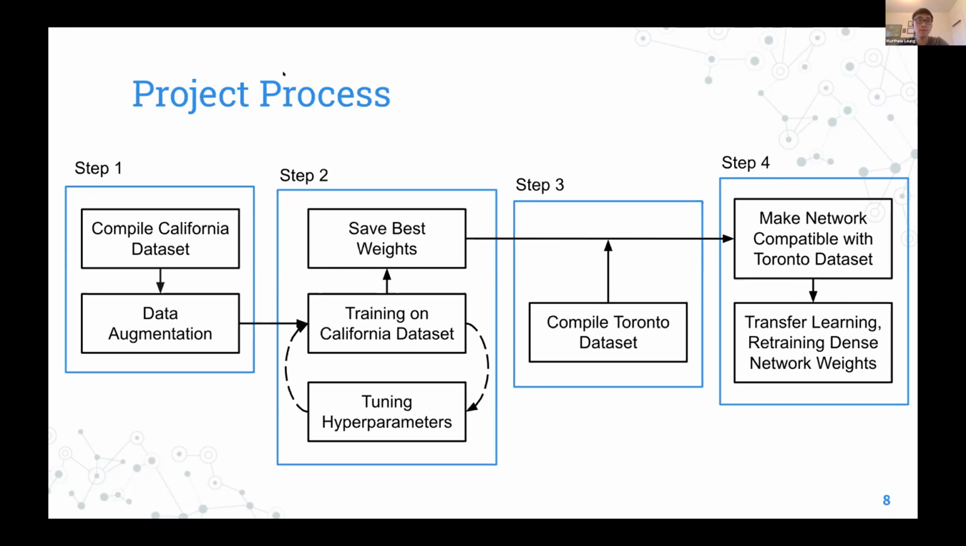was then saved. Then in the third step, we compiled our own Toronto real estate data set consisting of images and also numerical data for houses. And in the final step, we applied transfer learning on this Toronto data set after making a bunch of modifications to the model, which Sean will touch on a bit later on. Next slide, please.